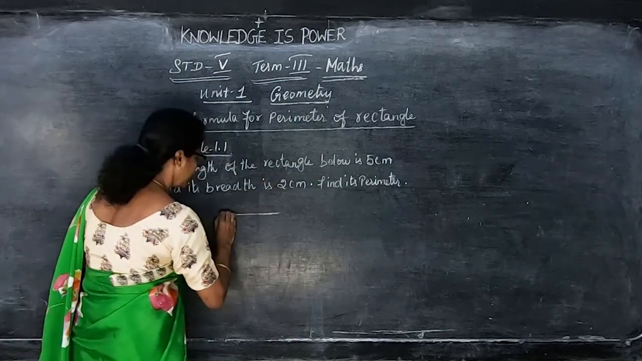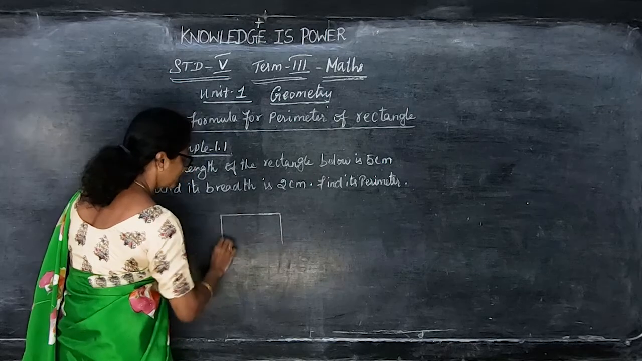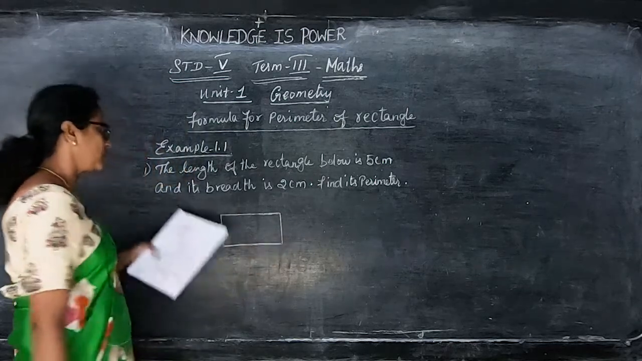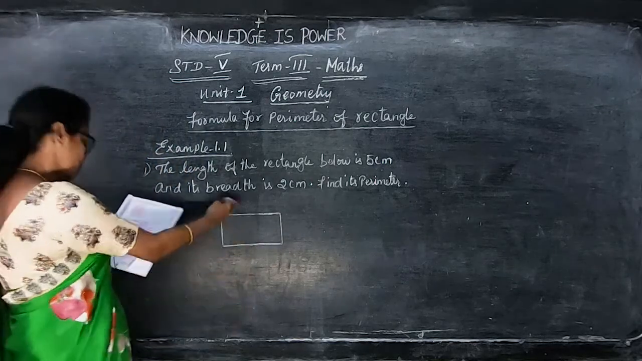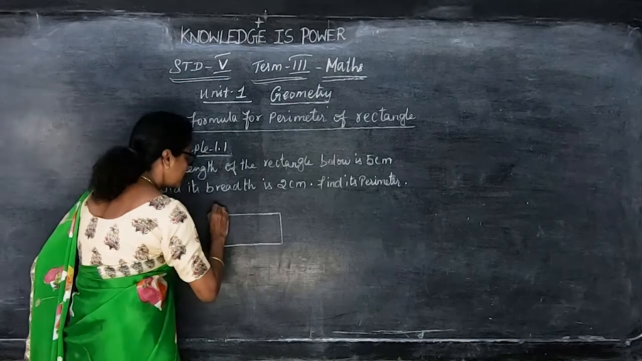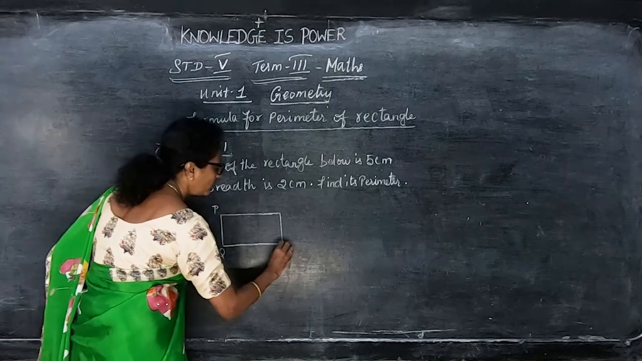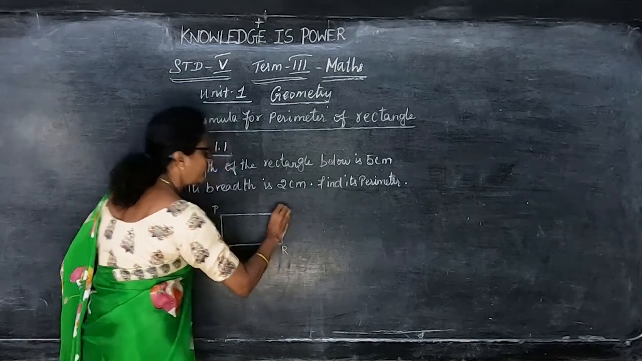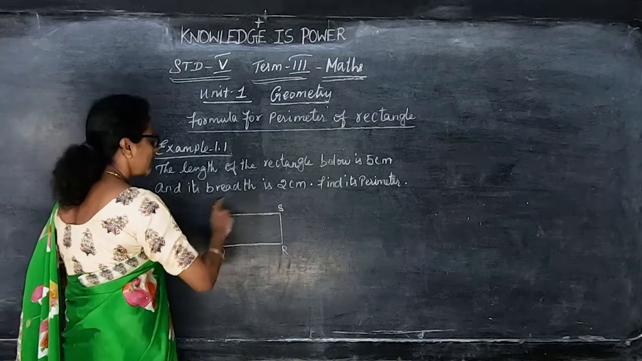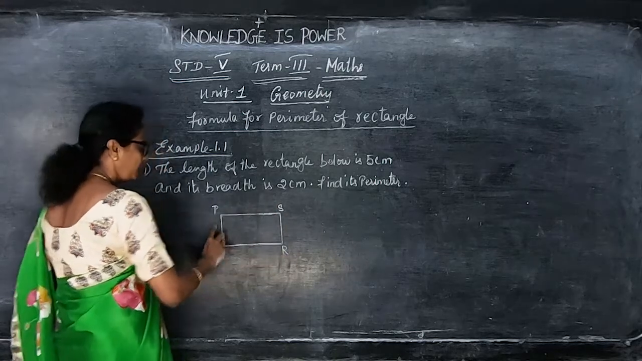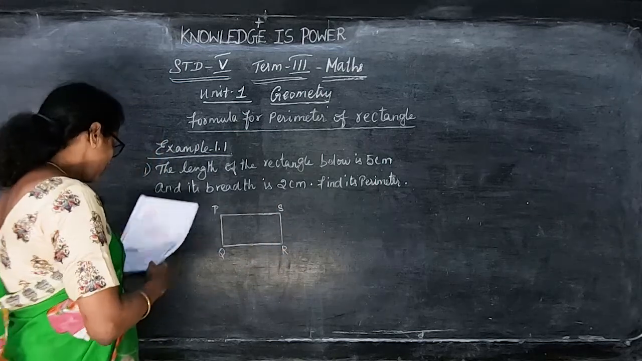This is the rectangle. I have already shown you. So this is the rectangle. The length of the rectangle, below, the picture. This is P, Q, R and S. This is how you have to write it. P, Q, R, S. You should not write it in some other way. P, Q, R, S. So what are they telling?